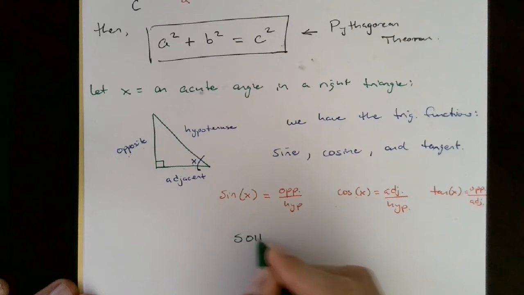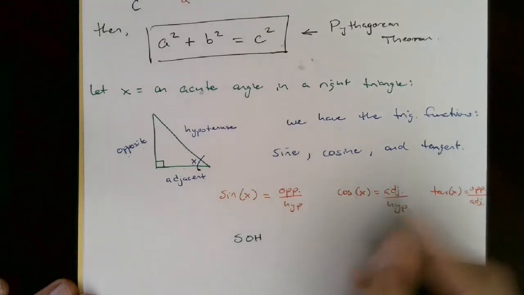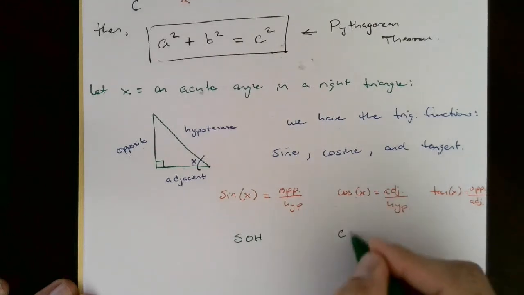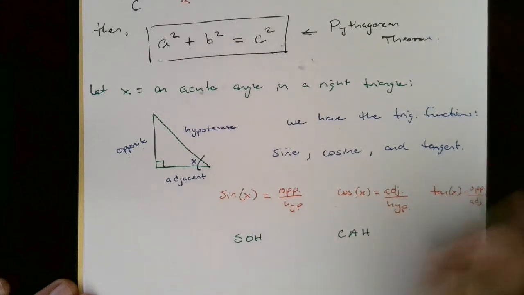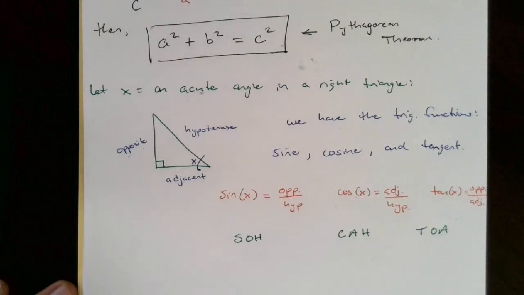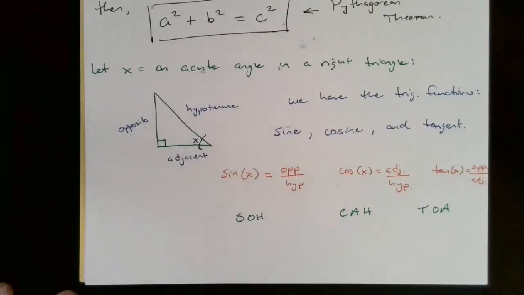A short way of remembering this: sine, SOH; cosine, CAH; taking the first letter of each; and tangent would be TOA. SOHCAHTOA is one way people remember it. It really means sine is equal to opposite over hypotenuse, cosine is adjacent over hypotenuse, tangent is opposite over adjacent. That's how that would help you remember it.